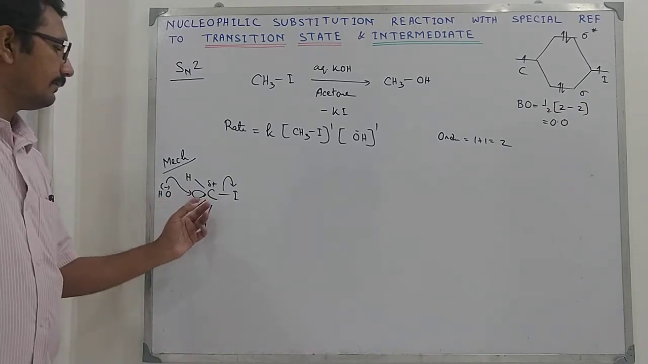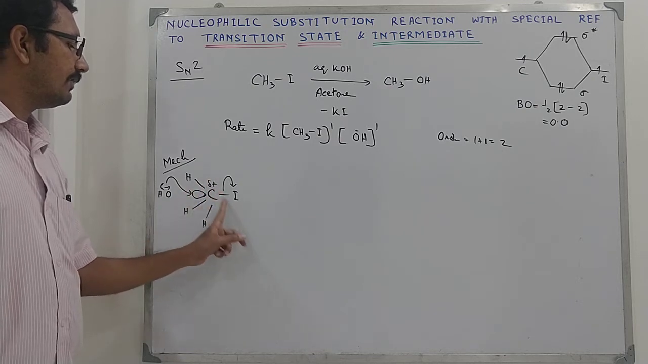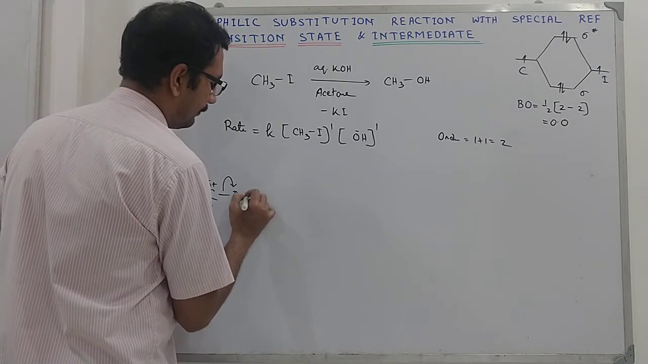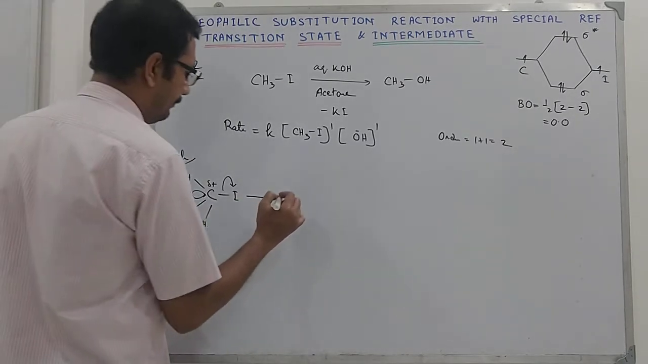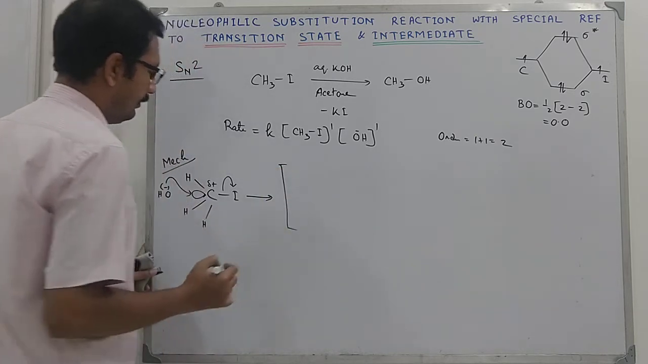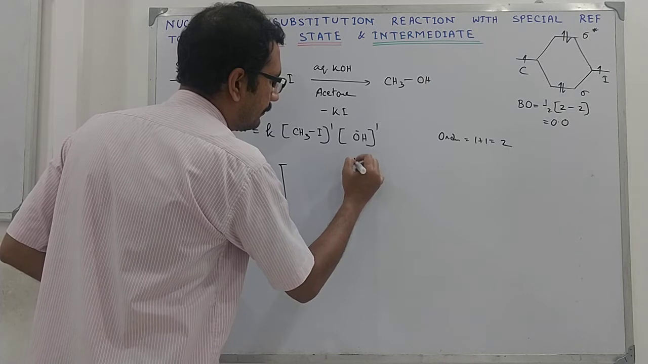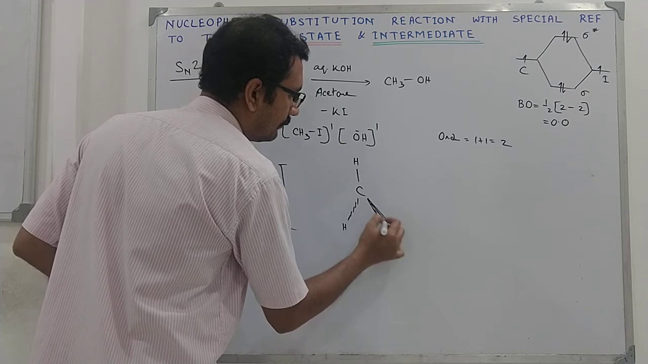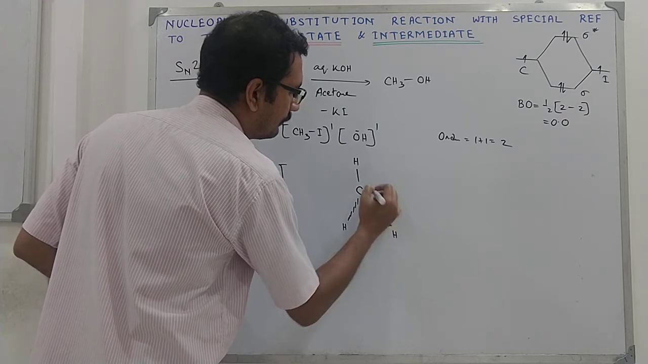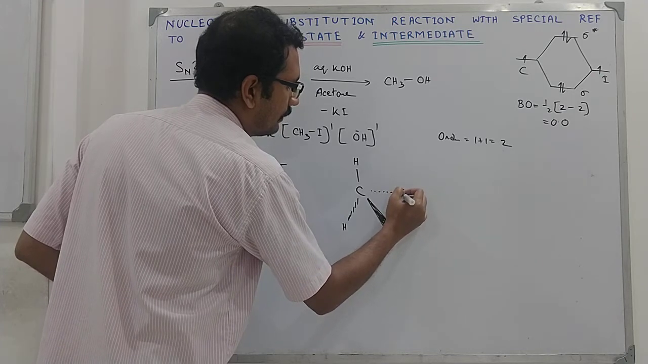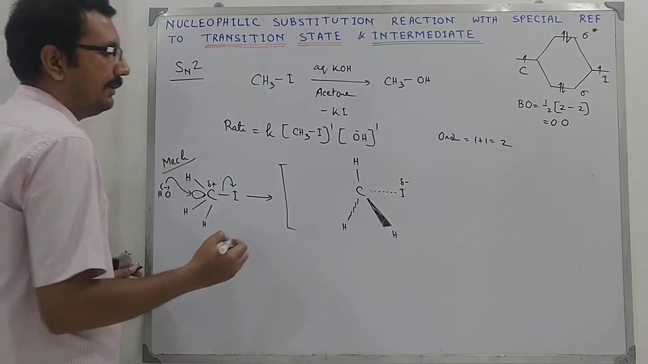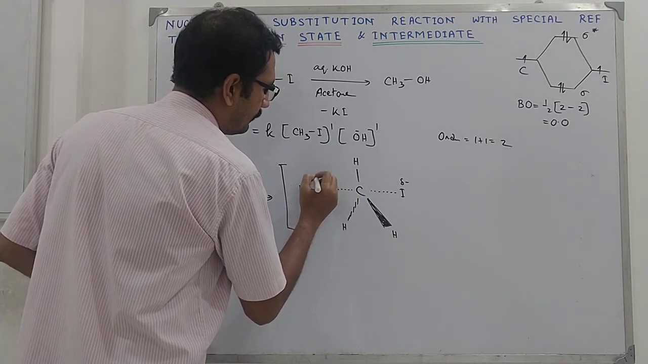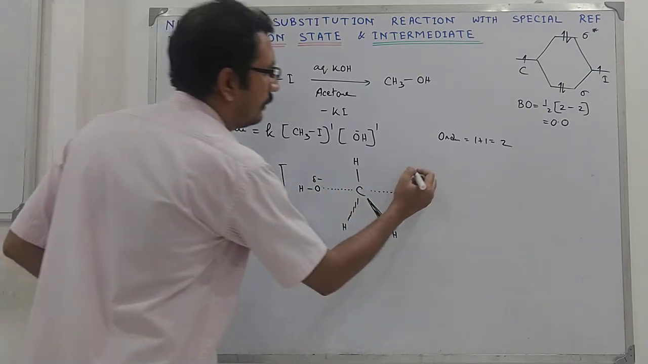So when this OH minus attacks the backside at an angle of 180 degrees opposite to that of this bond, then I minus leaves the system. Now we have a transition state here. See this, it is the detachment of this leaving group and it is the attachment of this nucleophile.